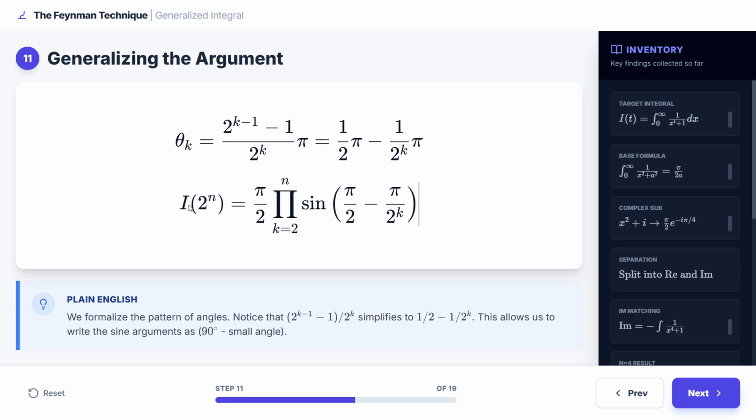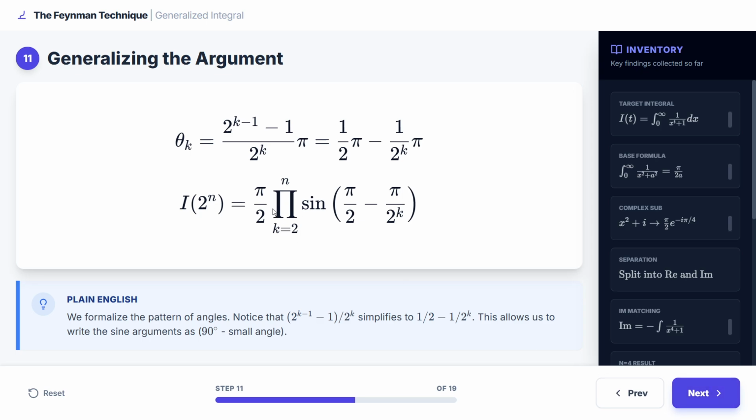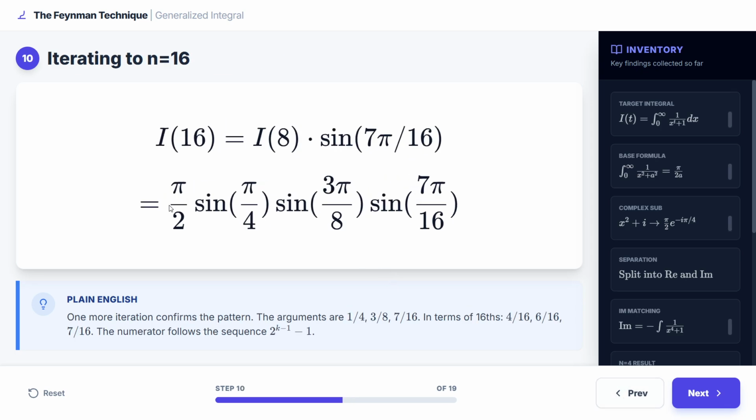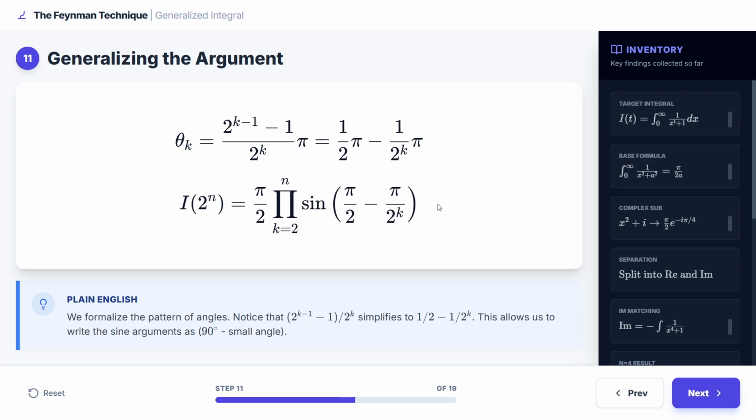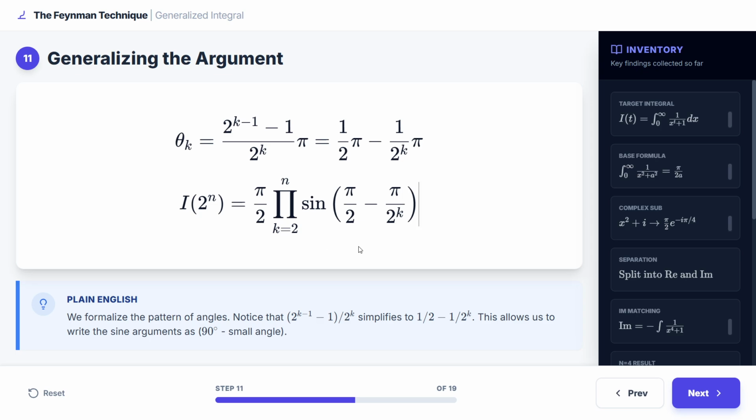So our I evaluated at 2 to the n is equal to, well, we have this pi over 2 term. That's always there. And then we just do out the infinite product. You'll notice if we continue it out indefinitely, this will turn into an infinite product. The next term would be sine of, let's see, 15 over 32. That would be the next term. And we can express it formally like this. This is the pattern for any n.